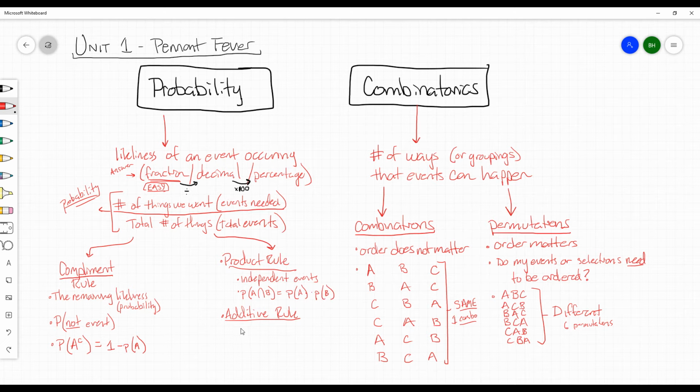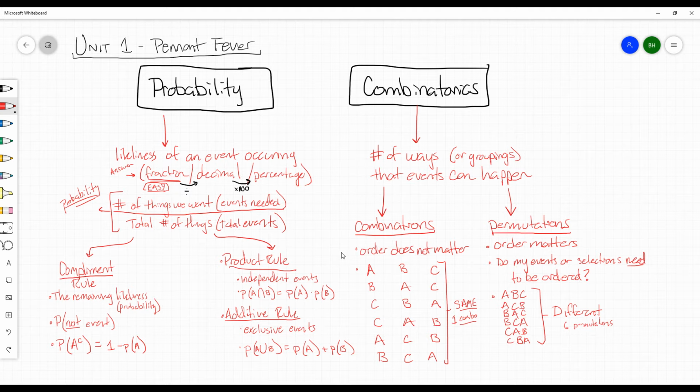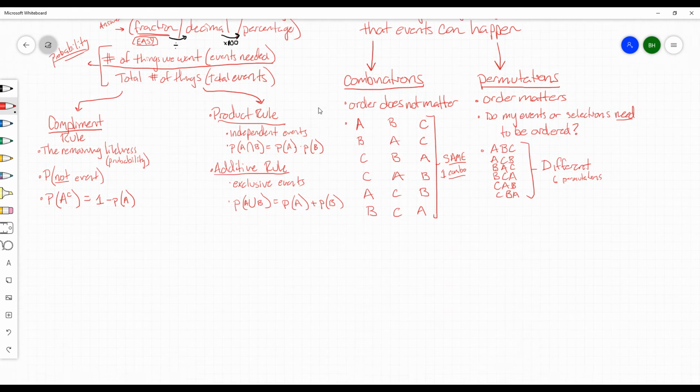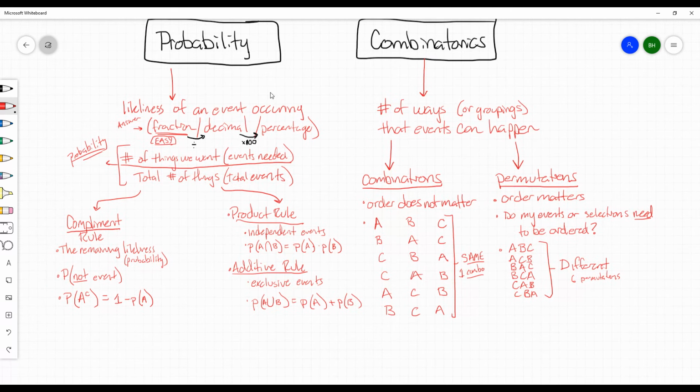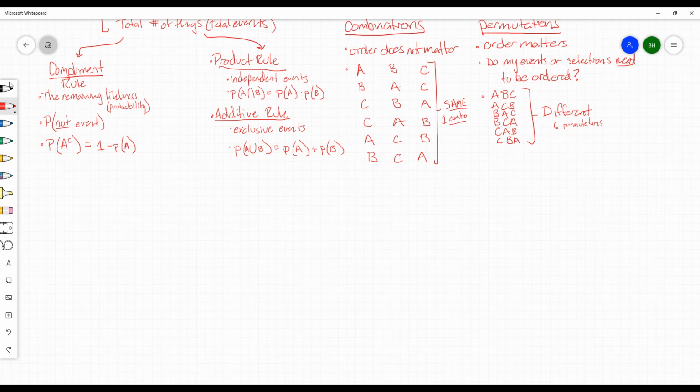The additive rule is used for exclusive events. Here it's the probability of A or B. So we get the probability of A, and then we add the probability of B in there, and we can calculate a certain probability of 2 exclusive events. You can go check out the other videos to see the difference between these 2, but what ends up happening is we need to do something specific.